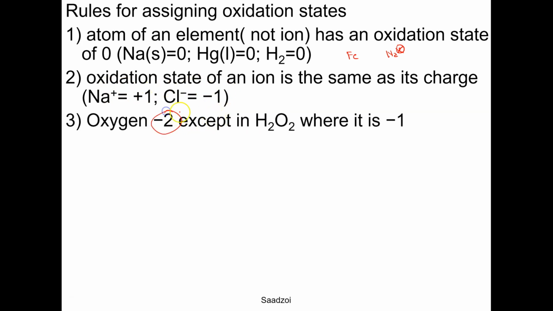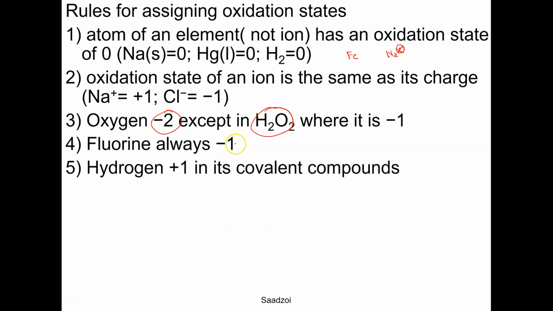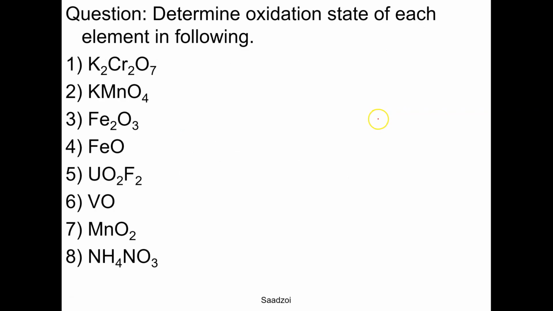Oxygen is always going to be -2 unless it's in this compound, hydrogen peroxide. Here, it's a -1, not a -2. So anytime you see H2O2, you need to know O is a -1. Otherwise, O is always going to be a -2. Fluorine is always a -1. Hydrogen is always a +1 in covalent compounds. Like up here, this was H2O, I should say. That's a covalent compound, right? Both nonmetals. So that's going to be a +1 for the H.